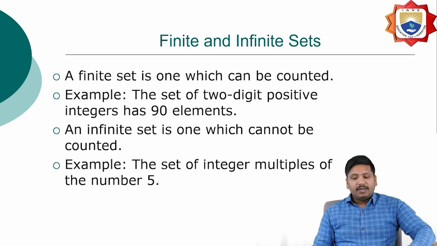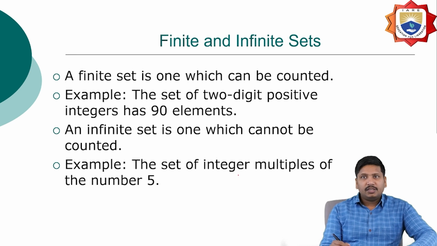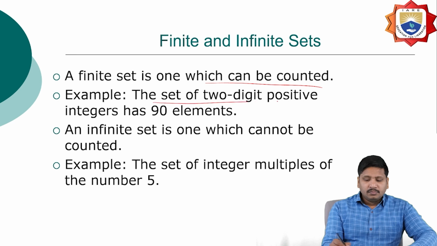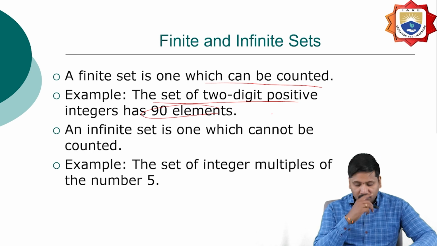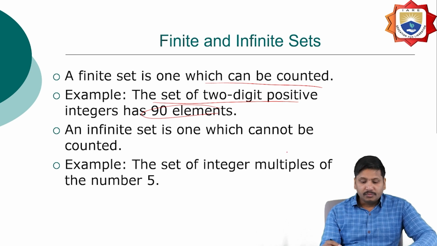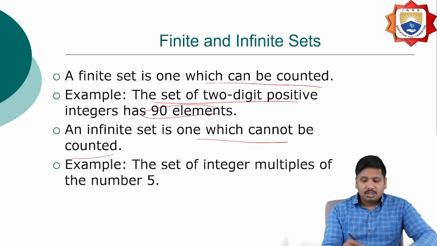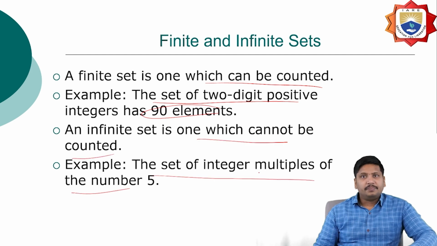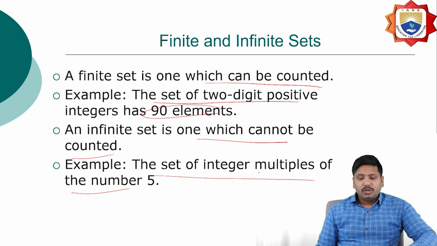And the next one is finite and infinite sets. A finite set is one which can be counted, for example, the set of two-digit positive integers. An infinite set is one which cannot be counted, for example, the set of integer multiples of 5. So these are the two types of sets: finite set and infinite set.